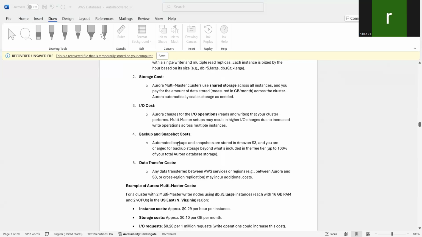Input output cost. Aurora charges for the input output operations, read and write, that your cluster performs. Multi-master setups may result in higher input output charges due to increased write operations across multiple instances.